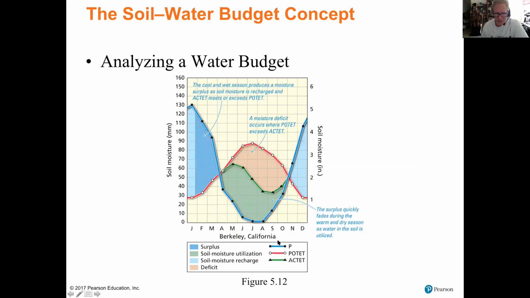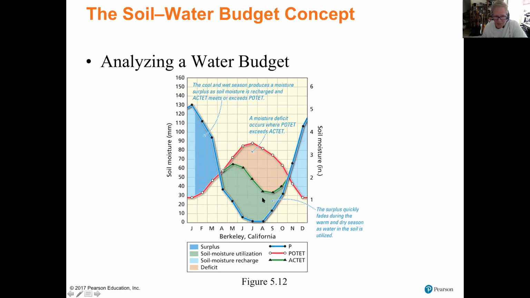Here's the amount of precipitation, this blue line. Notice it's much higher in the winter, and as we get into the summer months, it dramatically decreases, almost to zero. And as we hit back into the winter, it goes back up again. Here's the potential evaporation. This is what we would normally figure on.